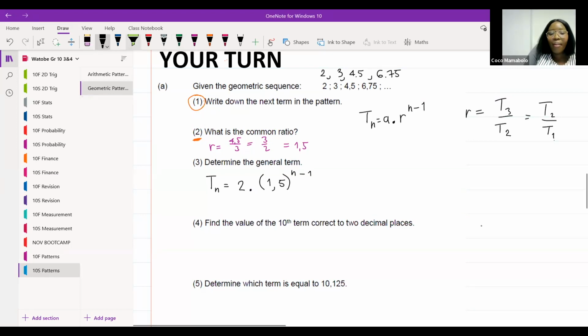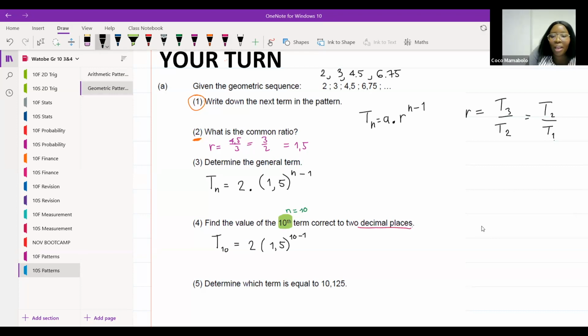Now it says here, find the value of the 10th term. So what we're going to do here is take this number 10 and replace any n we see with 10. So T10 is equal to 2 multiplied by 1,5 to the power of 10 minus 1. And the question says, round off to 2 decimal places.